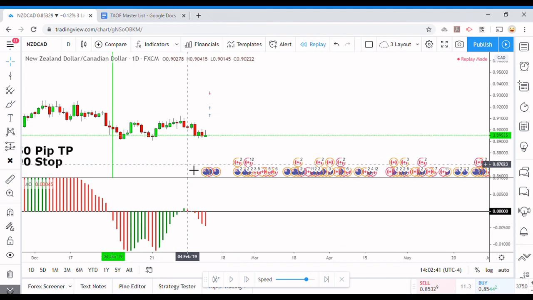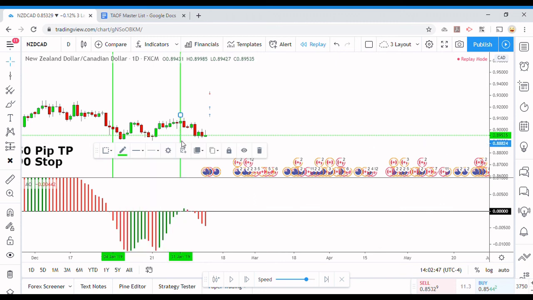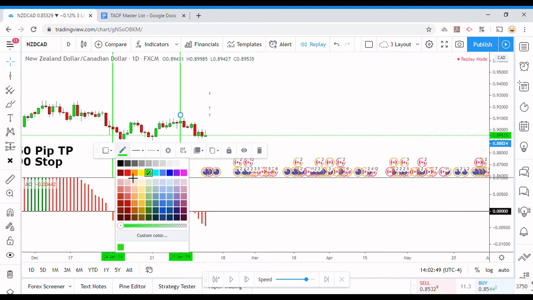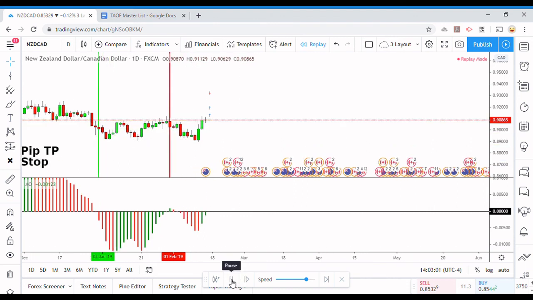And it looks like it pretty much dropped right back down for a sell signal, which would have stopped us out. Let's follow the sell signal down and see what it does. That doesn't look very good.